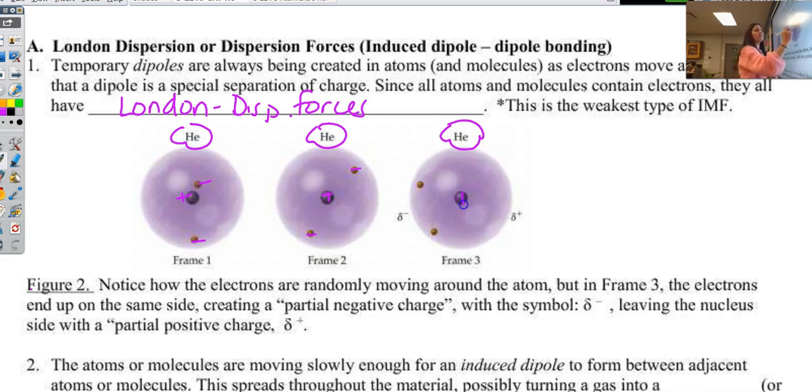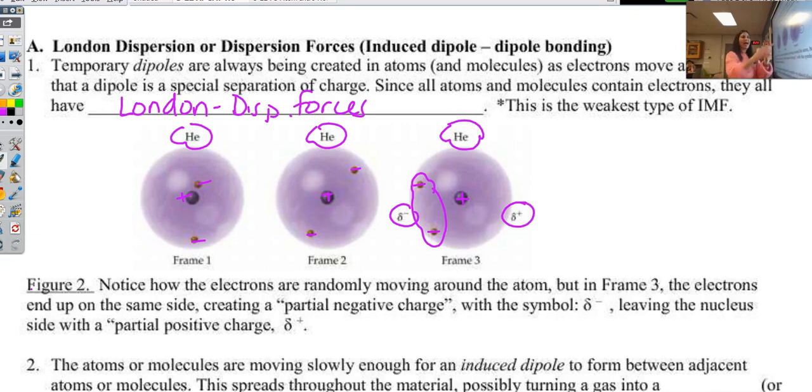What happens in this frame is our negative electrons actually end up together on this side, creating a partial negative charge, meaning that this side ends up taking on a partial positive charge. And when that happens between two helium atoms, you get a very temporary dipole, and so that temporary dipole is called the London dispersion force, but it just comes and goes. It's very quick, so it doesn't really stay, okay?